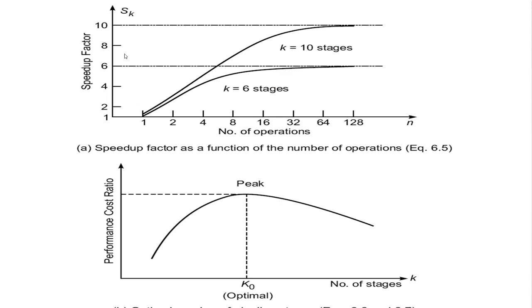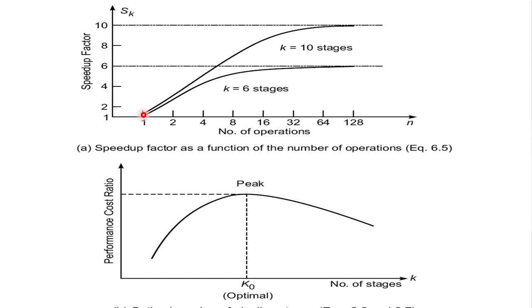So this is a speed up factor and optimal number of pipeline stages for a linear pipeline unit. If you observe here, on the y-axis we have the speed up factor, and on this side we have the number of operations.